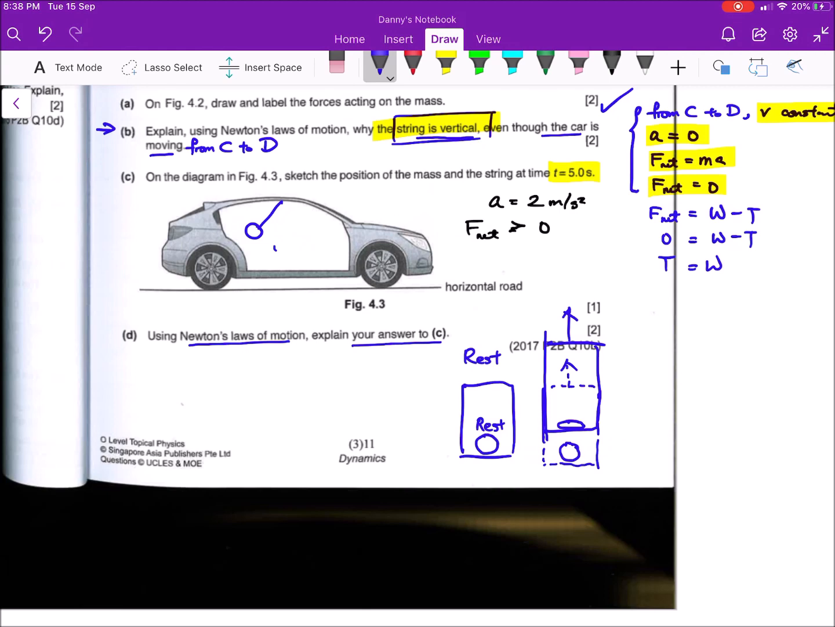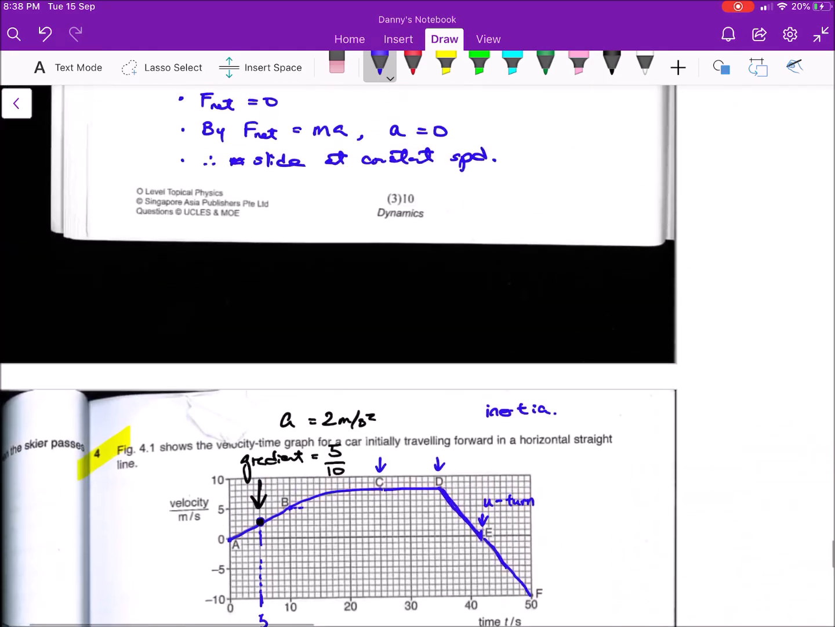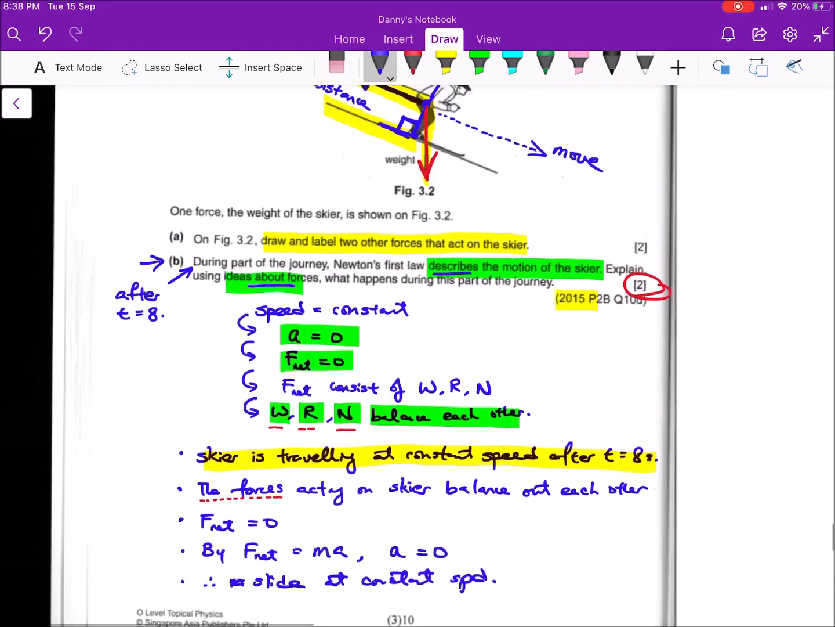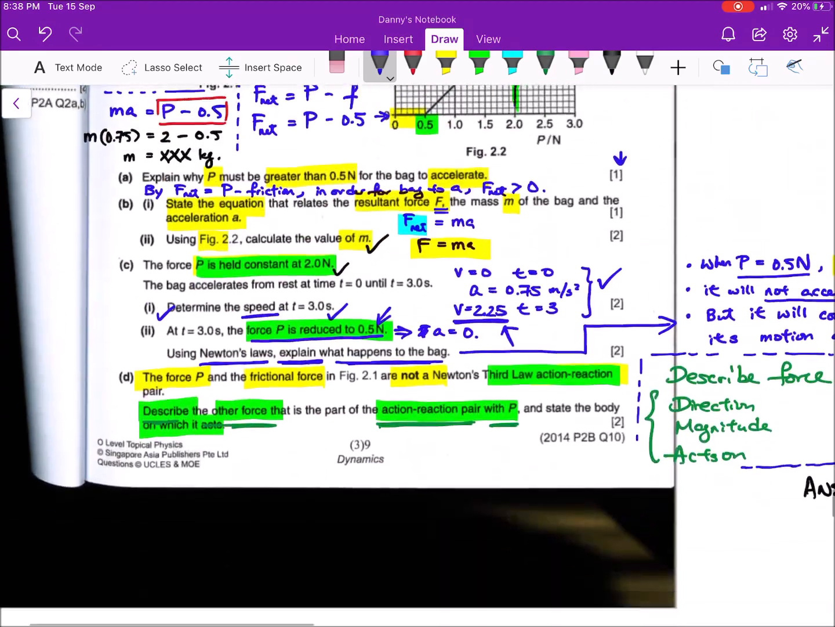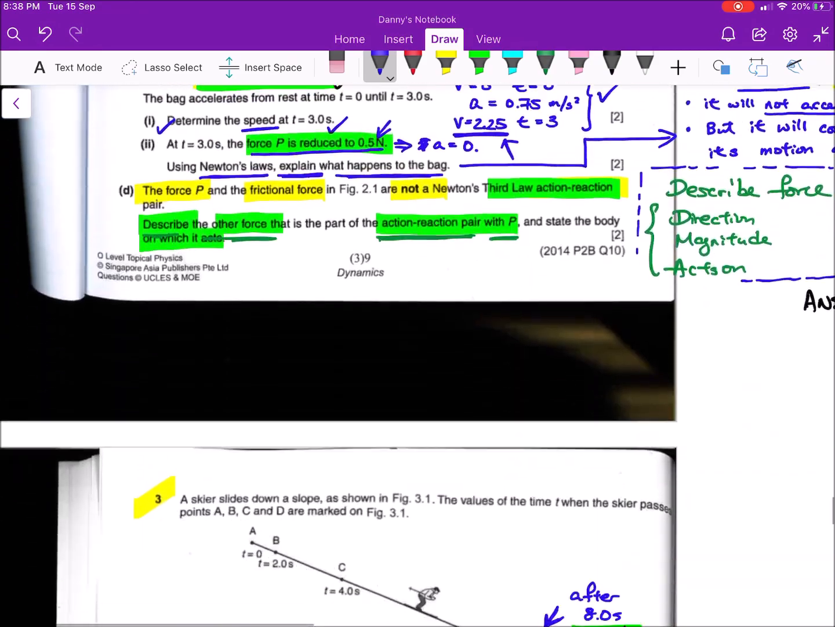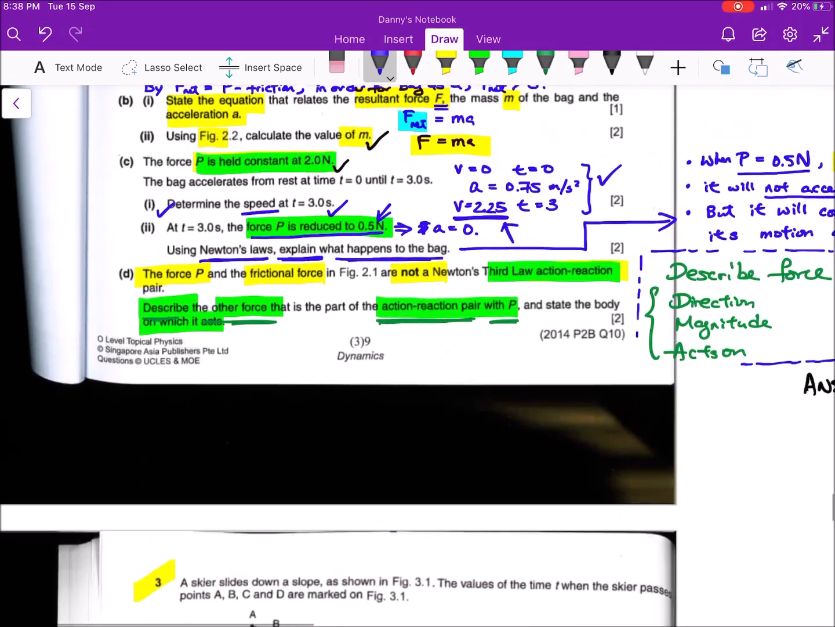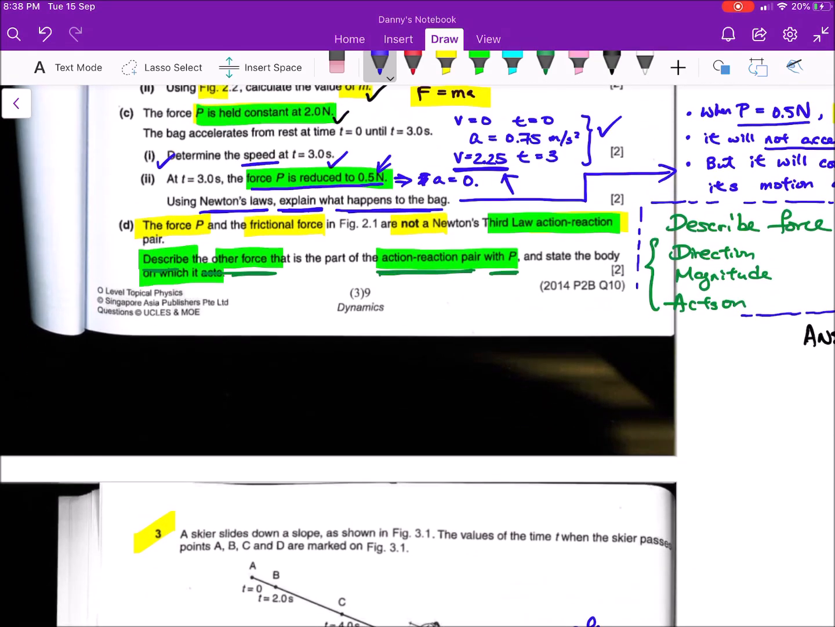Okay, all the best for your test. Okay, remember, do the MCQ in your TYS. I give you the hint already. We can always change an MCQ into a structured question and put it in your test. And we can also use some of these questions and put them in the test. Okay, all the best.